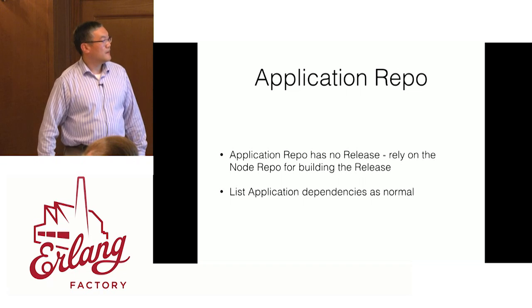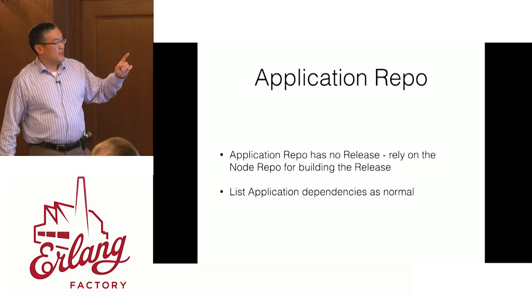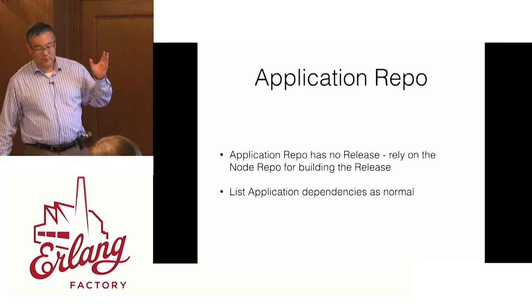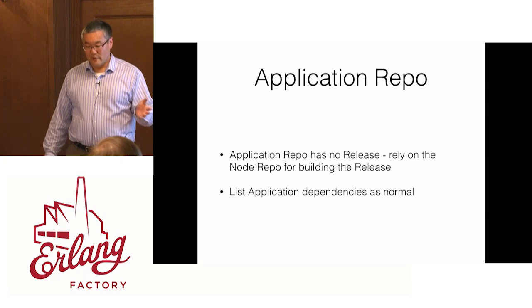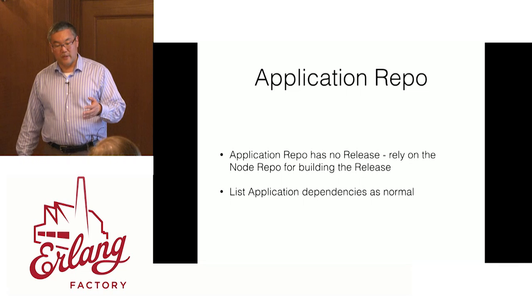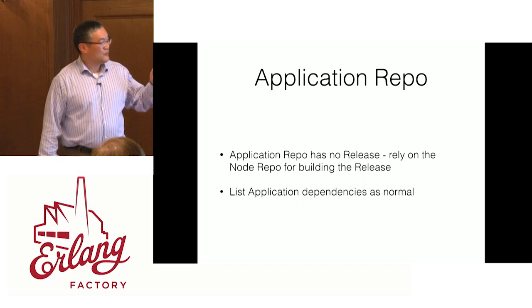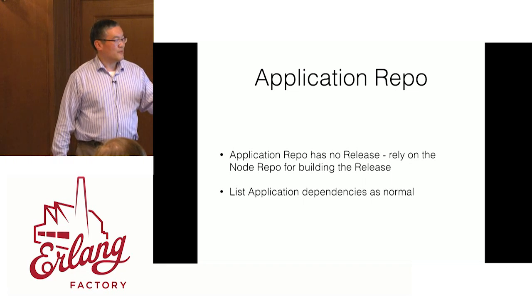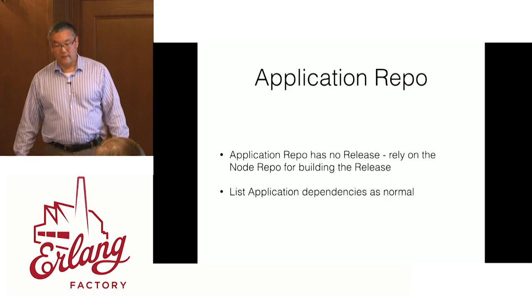Okay. So in the application repository, we just don't do the release in there. What we want to do is rely on the repository we create for the node to build the release. But we still list all of the dependencies of the application as we always would, right? So if an application depends on Mnesia or whatnot, then we would still do that.